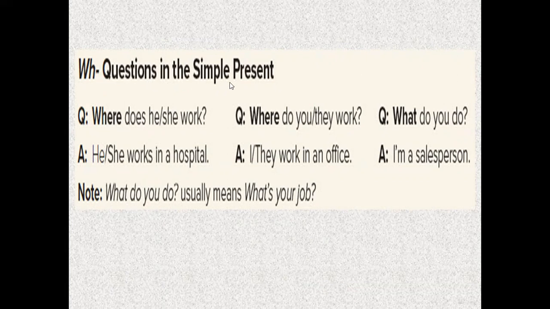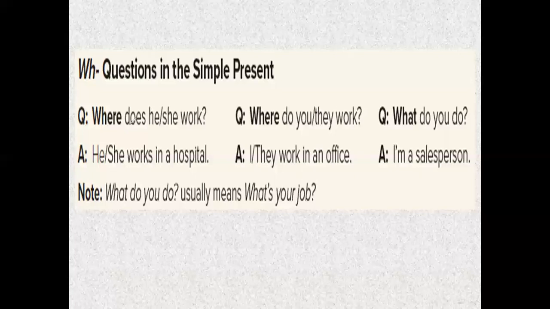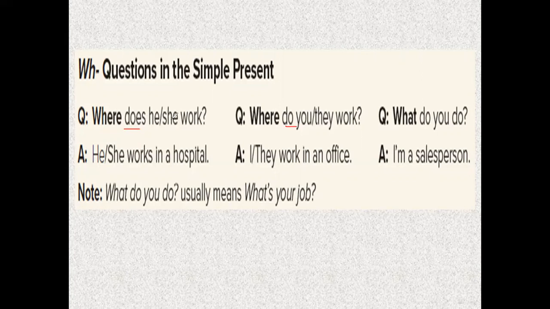WH questions in the simple present. Here we use does or do. We use does for he, she, it, or singular subjects, and we use do for plural subjects like you, they, we, or I. For example, where does he or she work? Pay attention in the answer. We should add S if the subject is he or she.